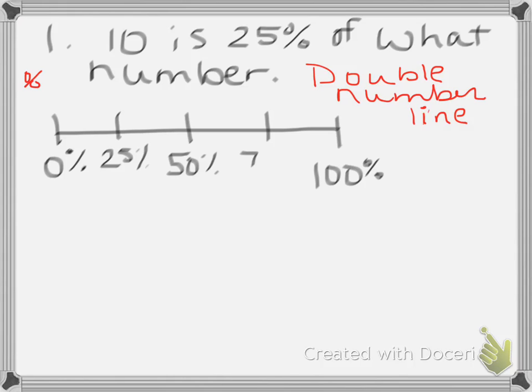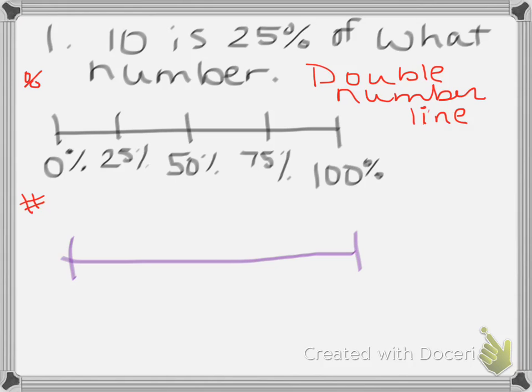Then you have 25%, which is halfway between 0 and 50, and 75%, which is halfway between 50 and 100. So once you've done that, now you're going to make your purple number line. And you'll notice I put a red number sign in the top left corner. That's to indicate that this is the number that they gave us. So the number 10 is what we're going to represent on this.